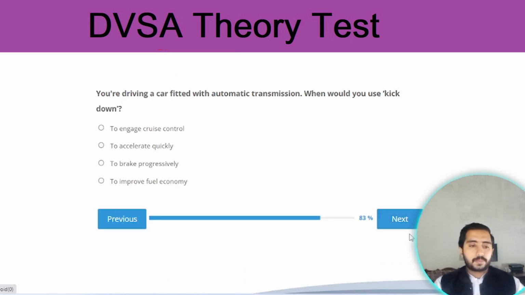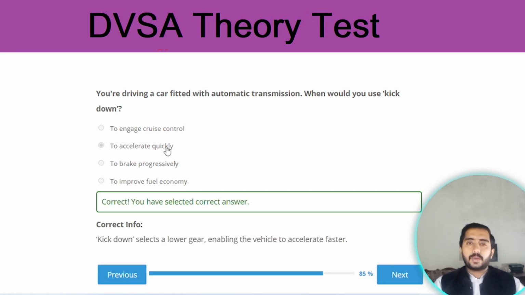Next question. You are driving a car fitted with automatic transmission. When would you use kick down? The kick down will be used to accelerate quickly. Option B is the correct option.